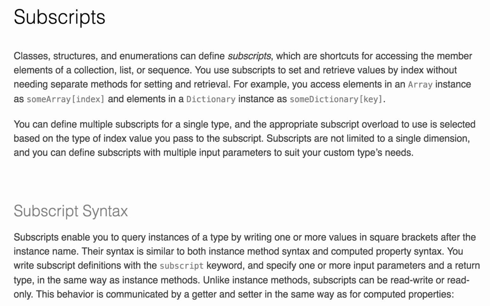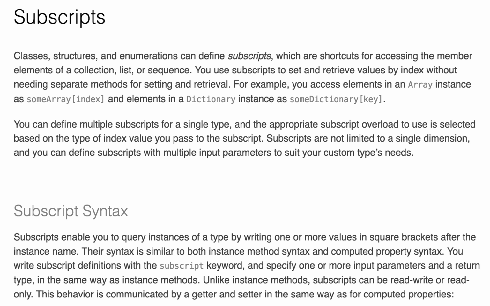Subscripts. Classes, structures, and enumerations can define subscripts, which are shortcuts for accessing the member elements of a collection, list, or sequence. You can use subscripts to set and retrieve values by index without needing separate methods for setting and retrieval. For example, you can access elements in an array instance as someArray[index] and elements in a dictionary instance as someDictionary[key].